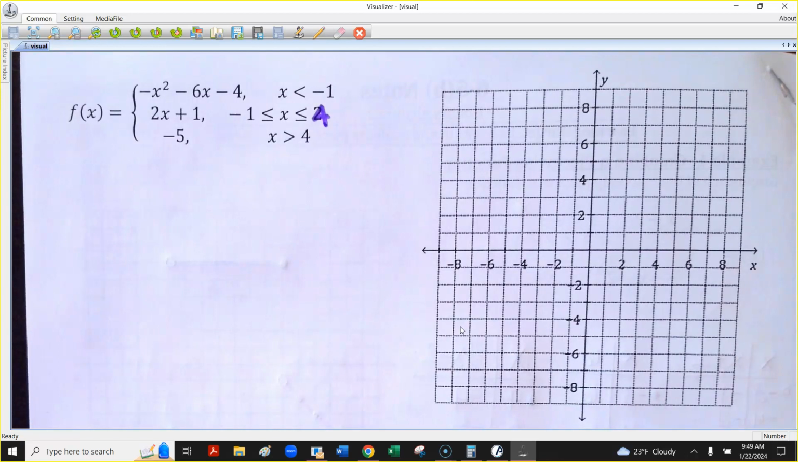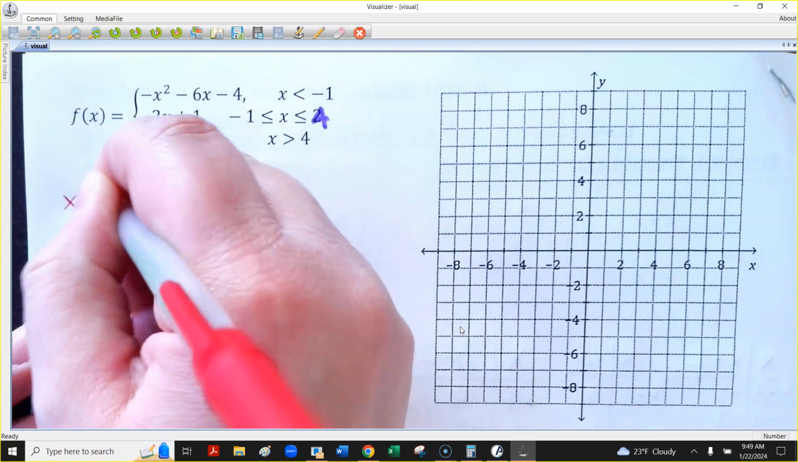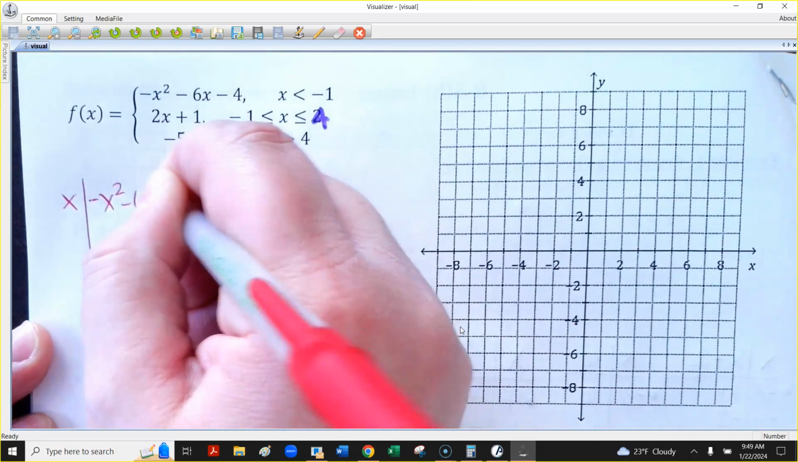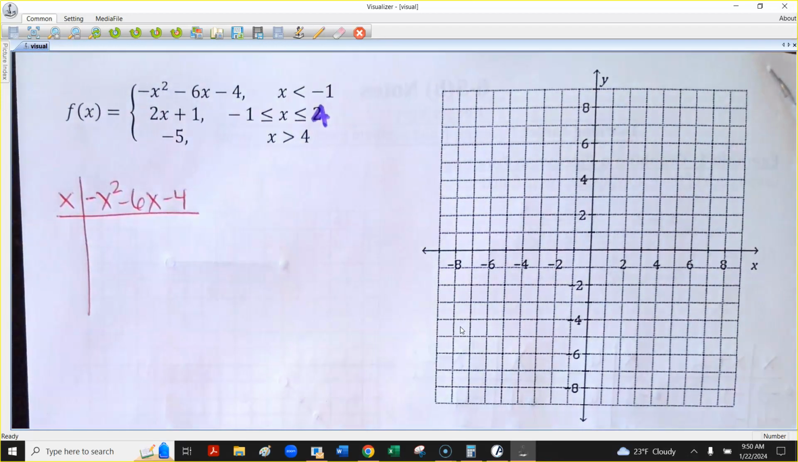Okay. Now, my first piece. Now, you can hand plug this in, right? But I would definitely, on this one, just use my calculator. So the first piece is quadratic. You have -x squared minus 6x minus 4. You might need more than just a couple points to get the feel of what that'll look like.